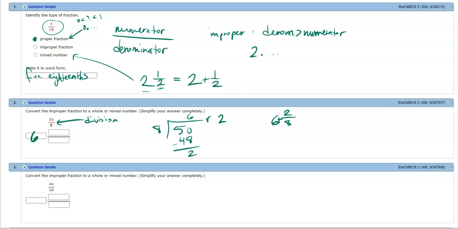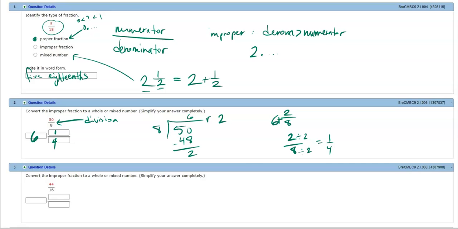There's 6, and then plus there's 2/8 left over. After we do the whole 6, that takes up 48 of the 50, and then 2 out of the 50 are left over to make 2 more 8s. But of course 2/8, we can reduce, and we can always reduce a fraction by dividing the top and bottom by the same thing. Here 2 and 8 are both divisible by 2, so we divide top and bottom by 2 and it becomes 1/4. So it's 6 and 1/4.